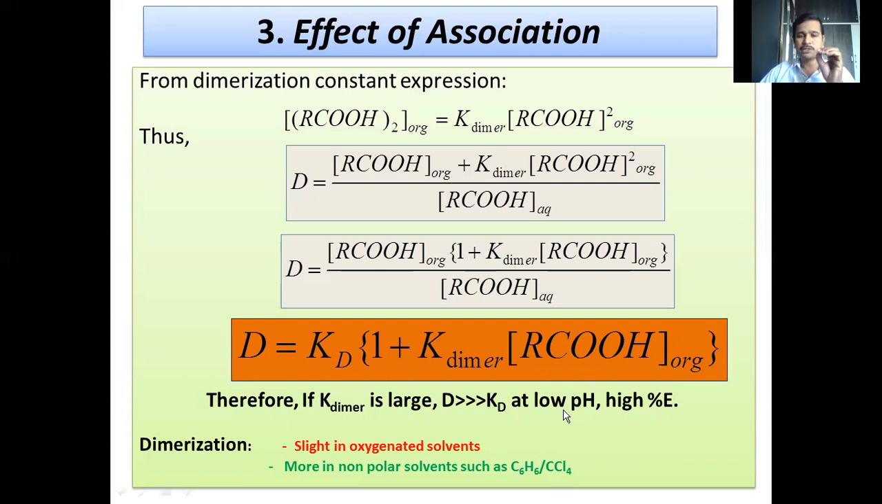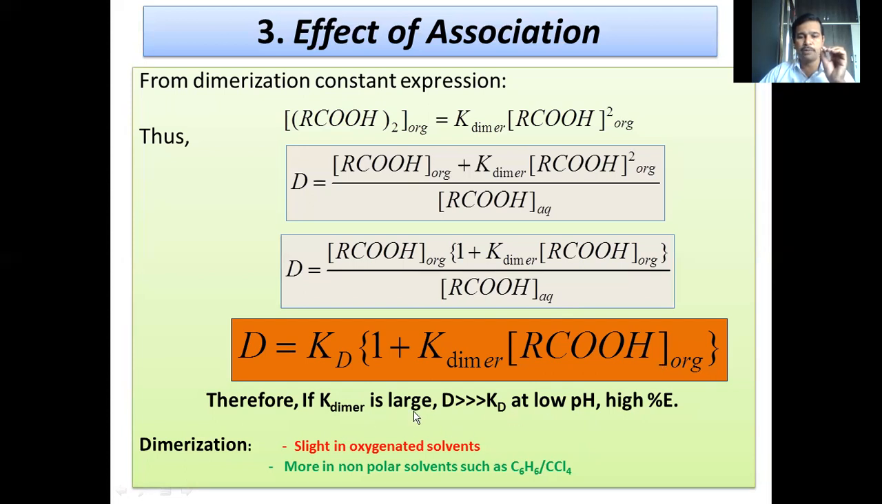Suppose for carboxylic acids, low pH needs to be maintained, and a higher concentration of acid needs to be maintained. Then only the carboxylic acid will be present in the undissociated state, so its extraction will be very high. Extraction efficiency will be very high because the electrostatic attraction between the solute and the water will be decreased. Therefore, the aqueous solubility will decrease and the hydrophobic property will increase if you maintain low pH for the aqueous phase. As a result, the dimerization chances will be very high.